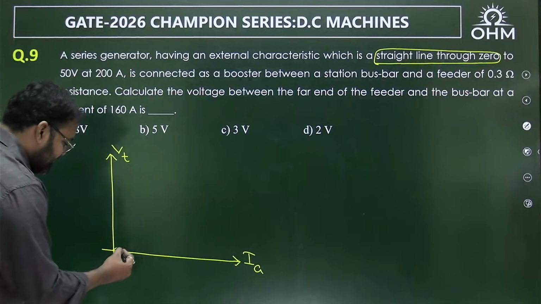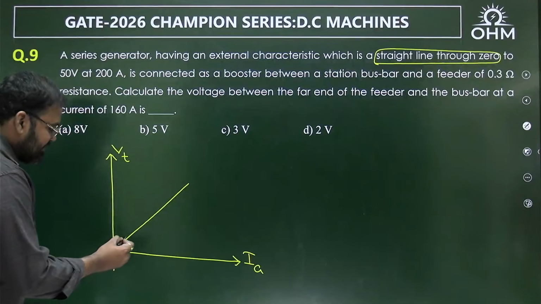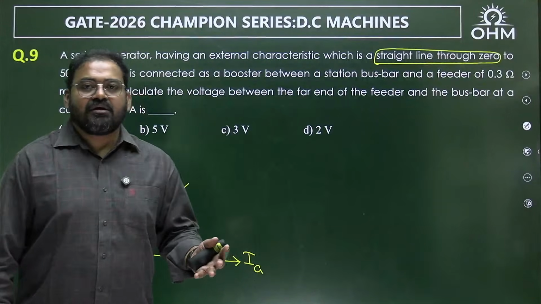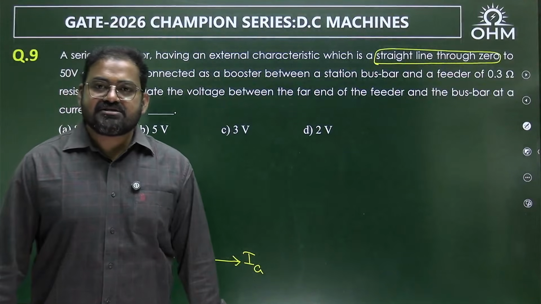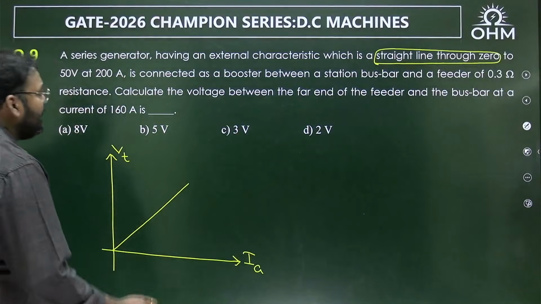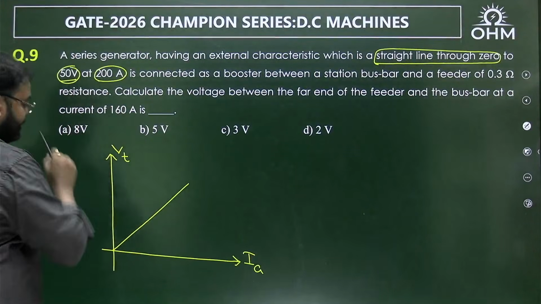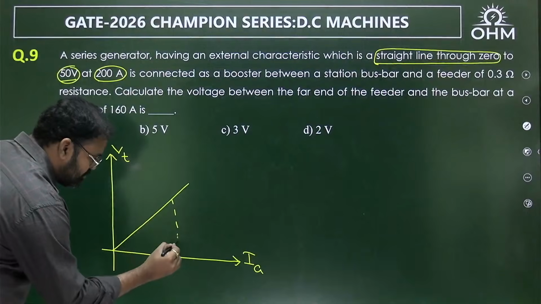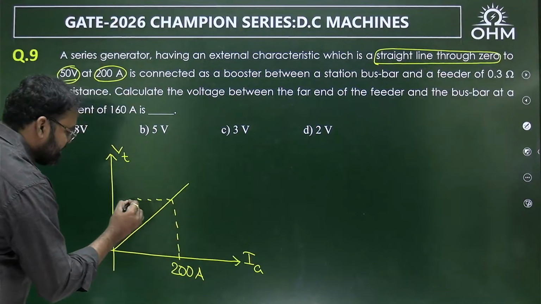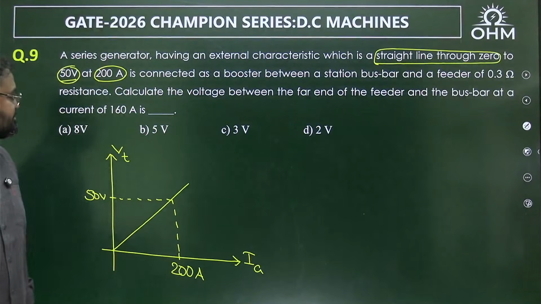And it is given a straight line passing through the origin. Usually it will start with residual voltage and then increase in a non-linear fashion. But in the question, maybe an ideal magnetic circuit is considered or saturation is neglected. So it's a linear line, and it is reaching 50 volt at 200 ampere. So if the current reaches 200 ampere, then this generator can generate 50 volt. This is the given characteristic, guys.